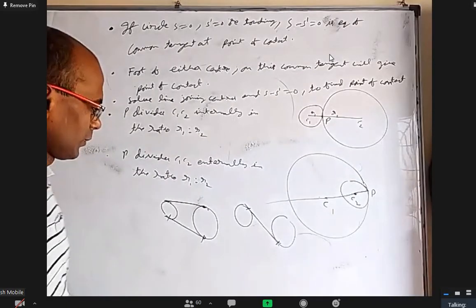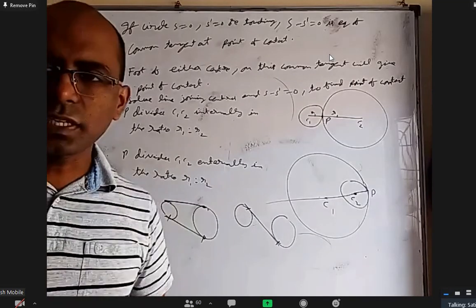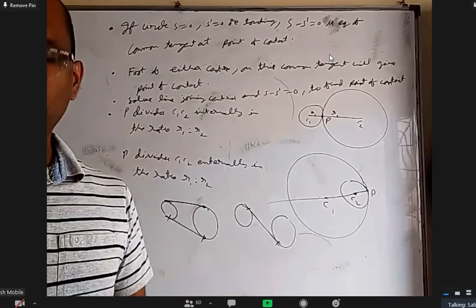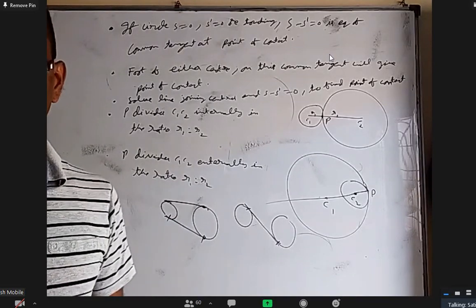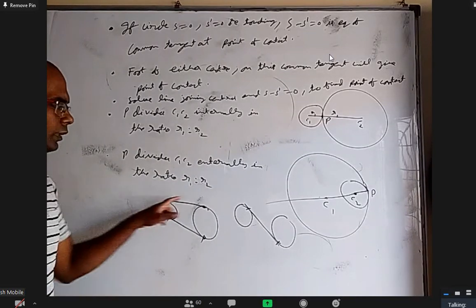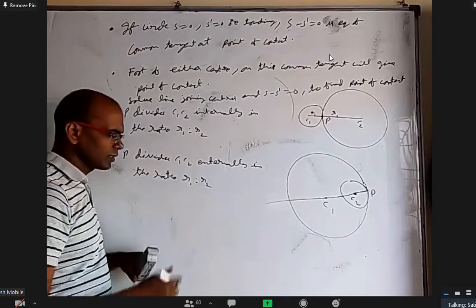So what is given to us, sir? The two circle equations are given. That means you know the centers, you know the radii, you know the distance between the centers. You have to find the length of the common tangent, direct and transverse. It is somewhat similar to that.